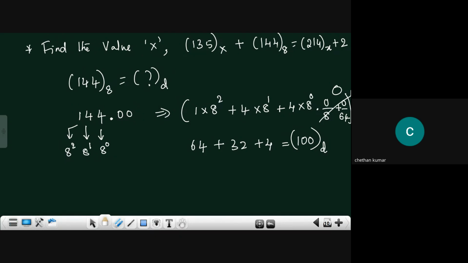So now I have converted this octal into decimal. Then how to convert this number into decimal?